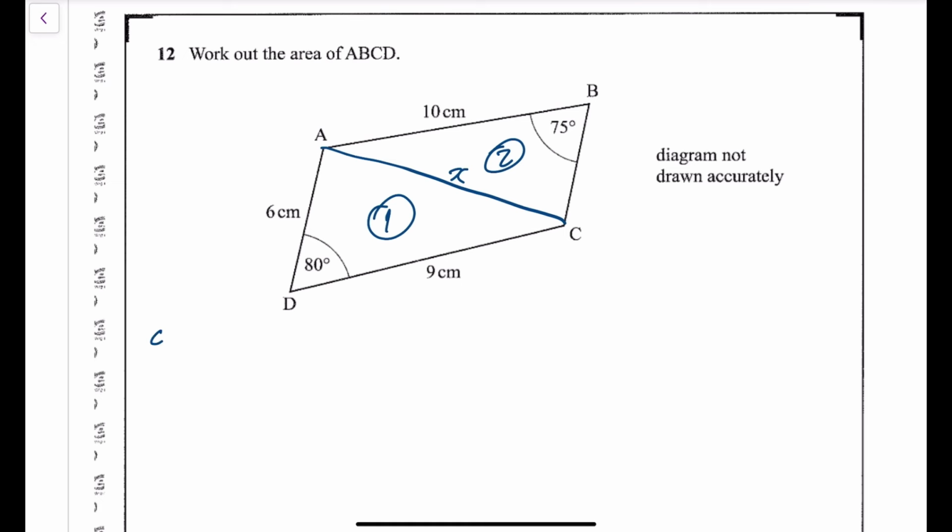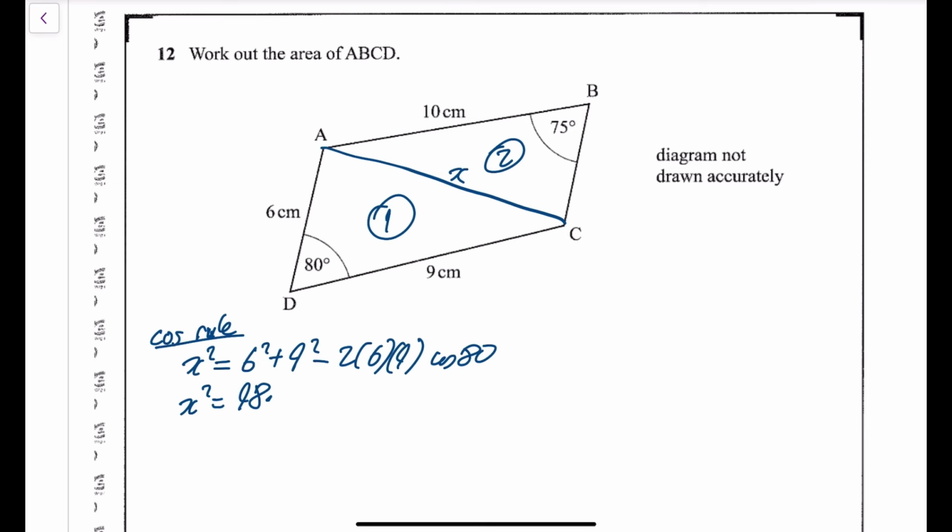To get x, we're going to use the cosine rule in the first triangle. So I would say x squared is equal to 6 squared plus 9 squared minus 2 times 6 times 9 times cos of 80, which means x squared is equal to 98.24599681, and I got my x as 9.91191. Going to 5 decimal places because I'm going to use this later on in the question. So I now know what this length is.